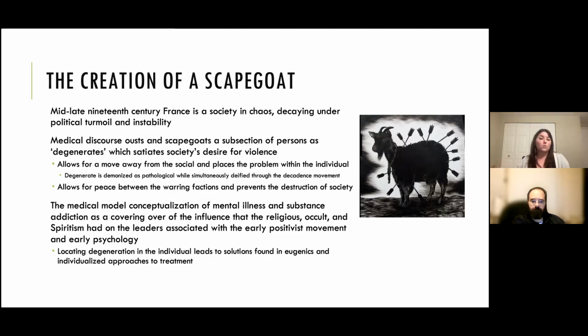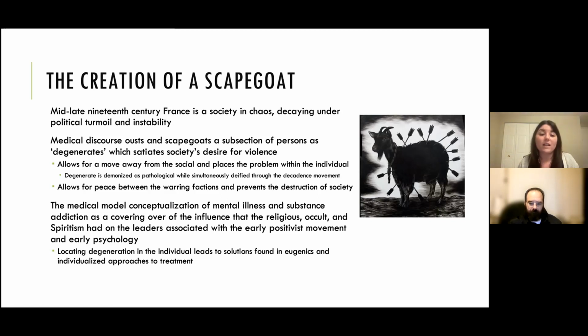It allows everybody to move away from the social problems and all the messed up things going on with these revolutions and say, hey, no, it's not really society, it's these people, these degenerates that are causing the problem. And if we just remove them or treat them, then we can resolve what's going on. So we see the degenerate being demonized as pathological, while also being deified through the decadence movement. That was very important for Girard: the scapegoat is both demonized and deified simultaneously. And as I mentioned, this allows for peace between the warring factions and prevents the destruction of society, because we can place all the blame on the degenerate.